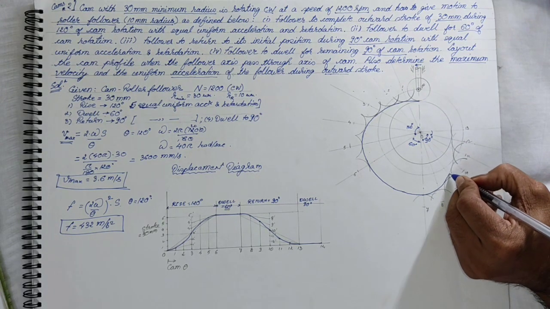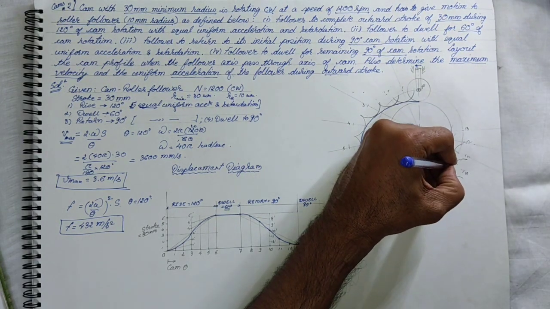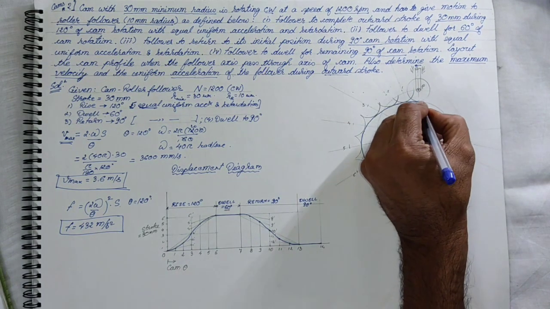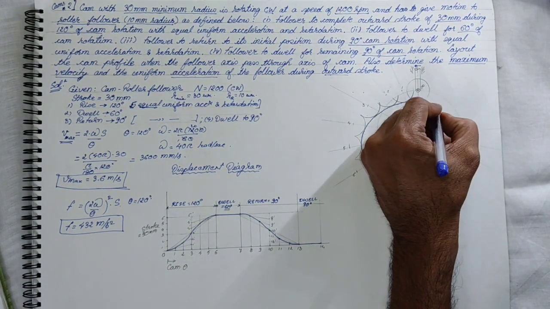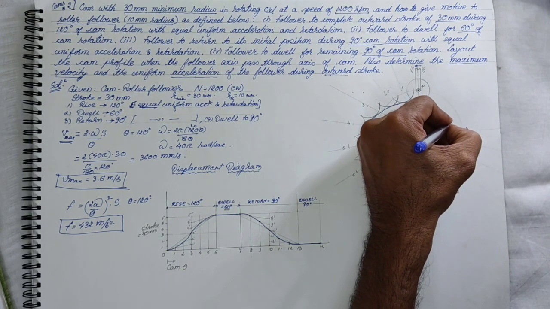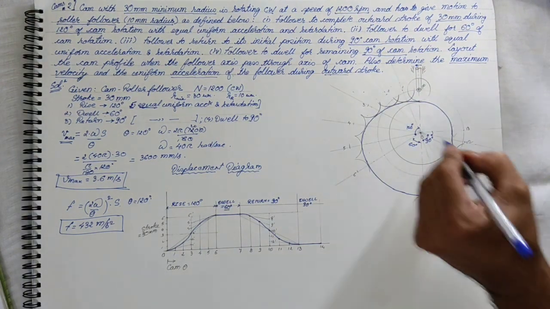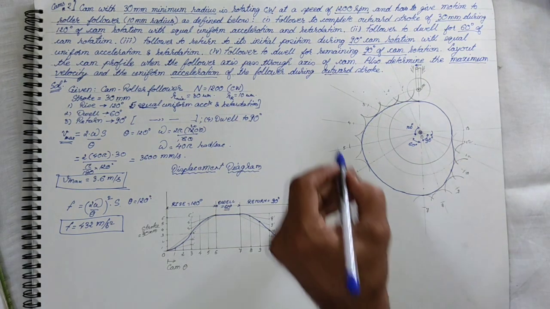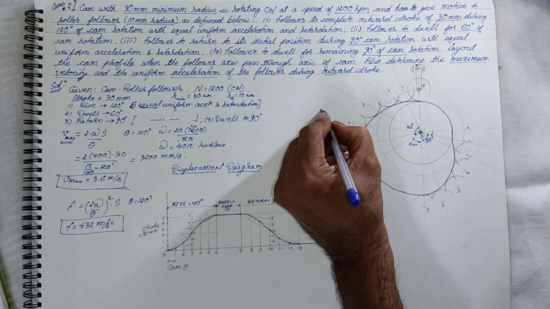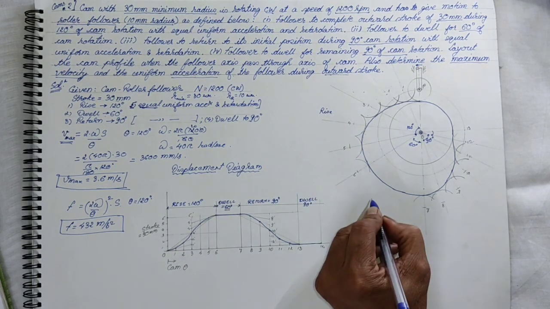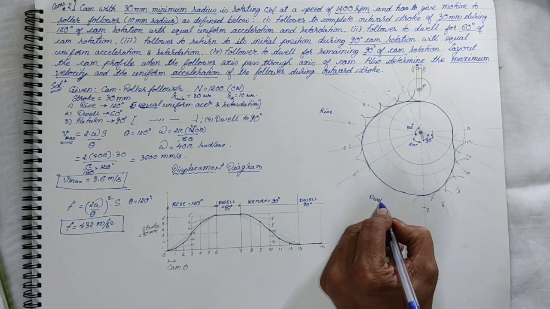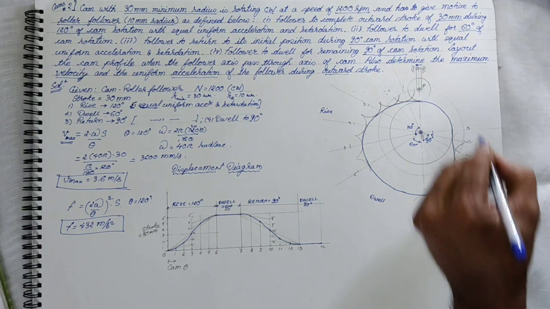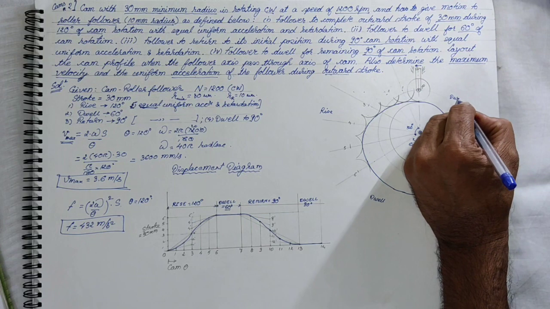we get the cam profile and complete it. This is again the dwell portion of the cam, and this is the cam center of rotation. So this is the profile of the rise. Here it is dwell, here it is return, and here again it is dwell.